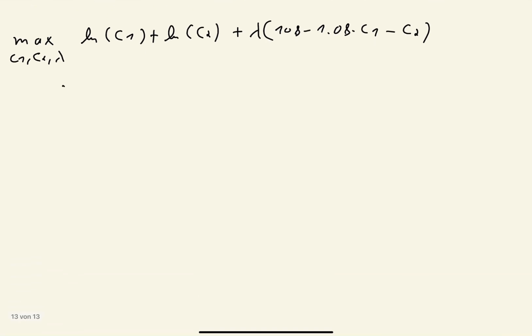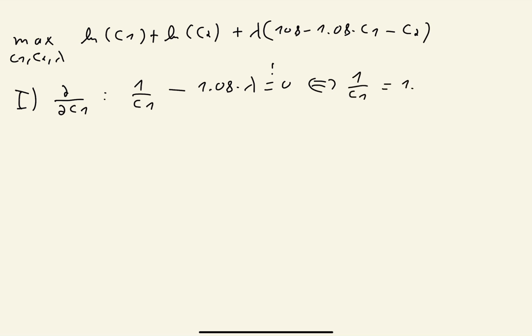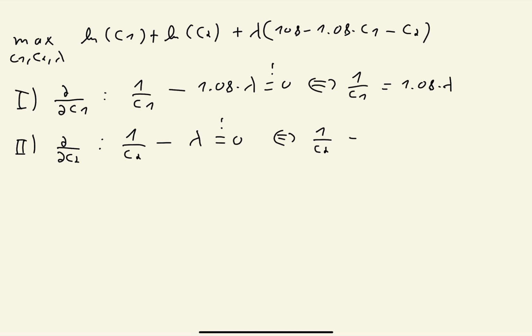So we take the partial derivative. This is equation number 1. So the partial derivative with respect to C1 gives us 1 divided by C1 minus 1.08 times lambda. This is supposed to be equal to 0. Rearranging this gives us 1 over C1 is equal to 1.08 times lambda. The second partial derivative with respect to C2 is then 1 divided by C2 minus lambda. This should be equal to 0. Rearranging this gives us 1 divided by C2 is equal to lambda.